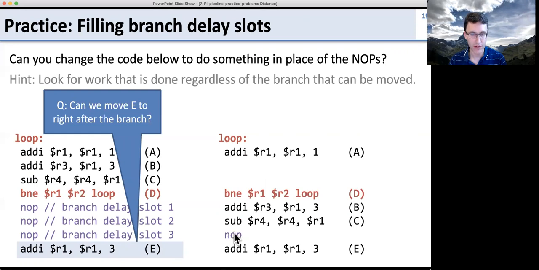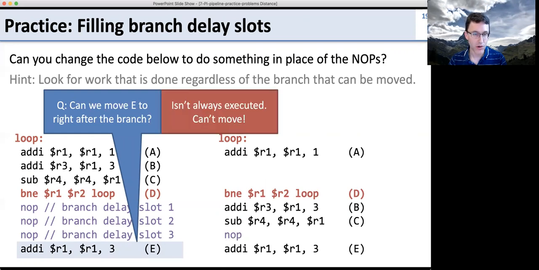Can we put this in here instead of the last no-op? Well, the answer there is no. This is only executed when the branch is not taken. So if the branch goes up to loop here, we don't execute this, but this no-op is executed every time we go around the loop. So if we move the add I up there, it would be executed when it's not supposed to be. So we can't move that one.